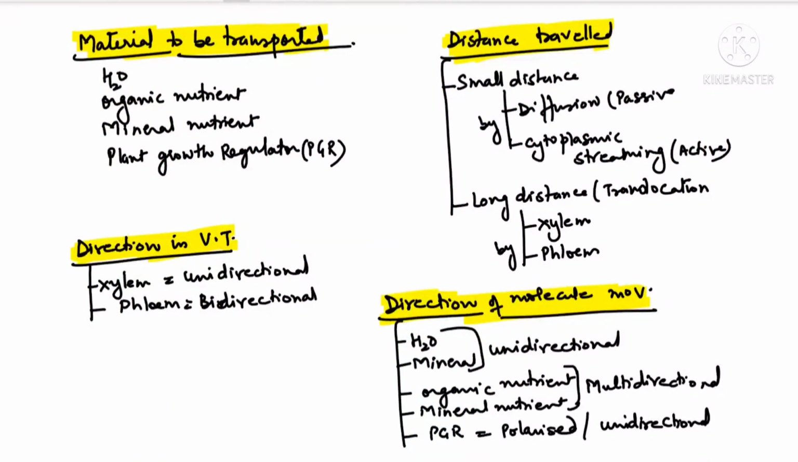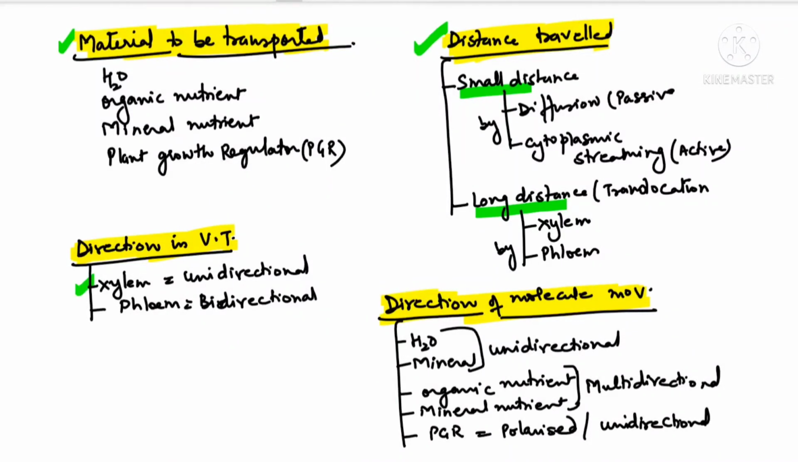Now see, beta, this is the entire summary. I think this presentation will help you to learn properly. Okay, beta, you can take a screenshot of it. You can learn this properly. What are the materials to be transported? What are the distances they have to travel, small distance or long distance? How will they achieve it? Directions in the vascular tissue.